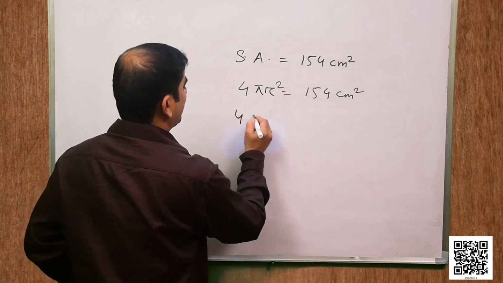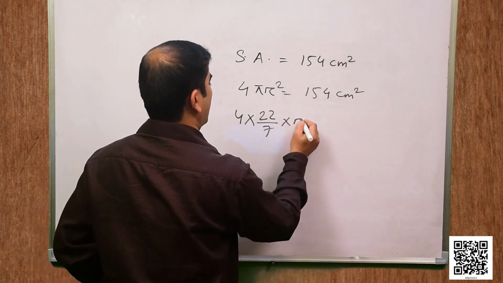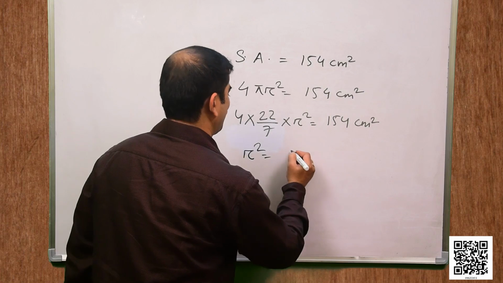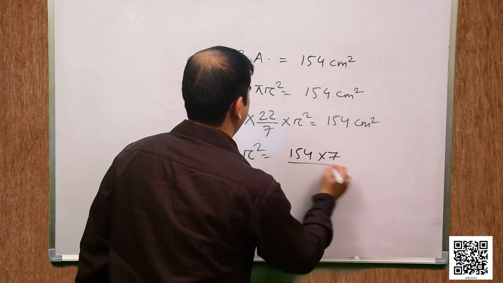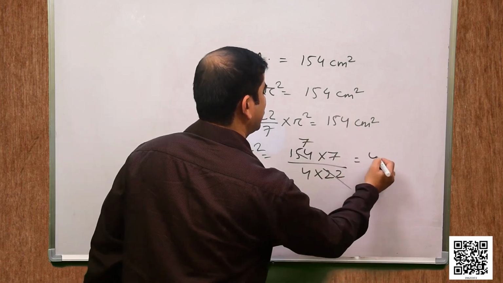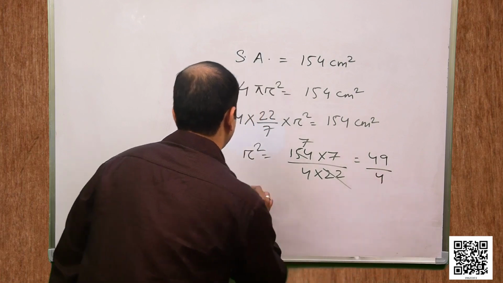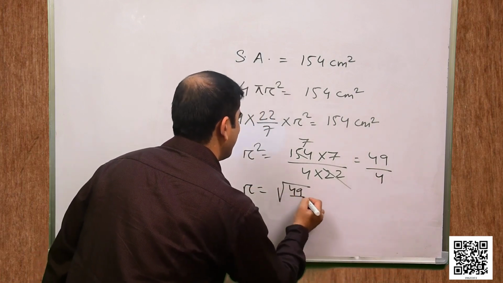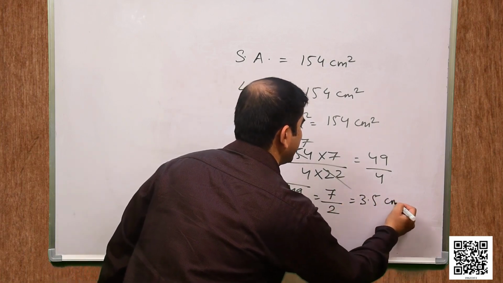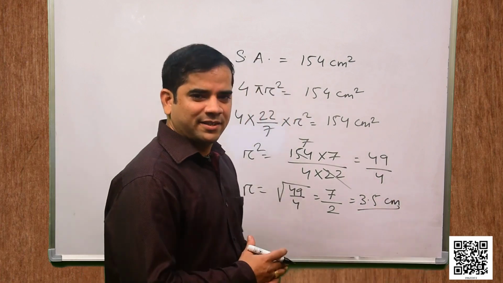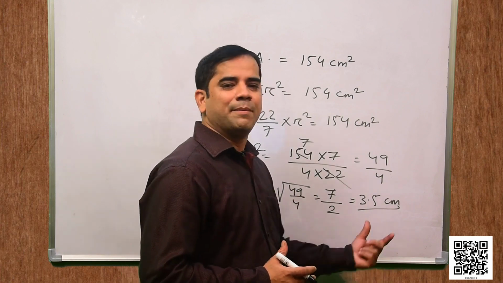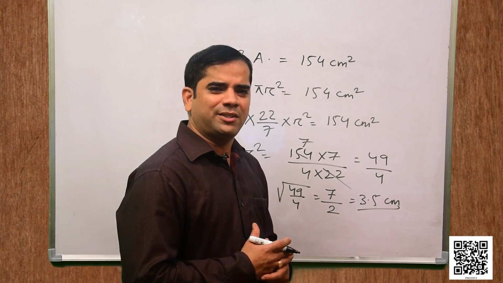So, 4 into 22 by 7 into r square is equal to 154 centimeter square. R square is equal to 154 into 7 divided by 4 into 22. So, 22 7s are 154, this becomes 49 by 4. So, r will be square root of 49 by 4, that is 7 by 2 or 3.5 centimeter. So, the radius of the sphere whose surface area is 154 centimeter square is found to be 3.5 centimeter. Hope you have understood this.